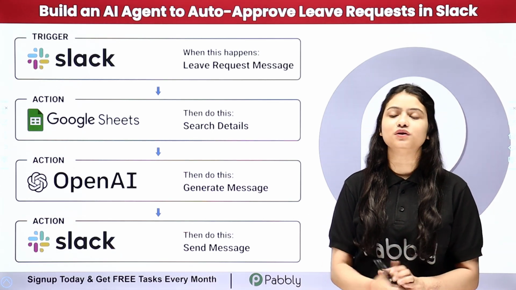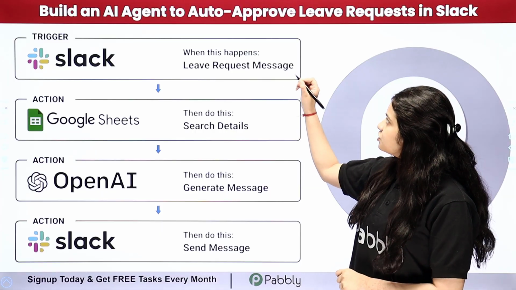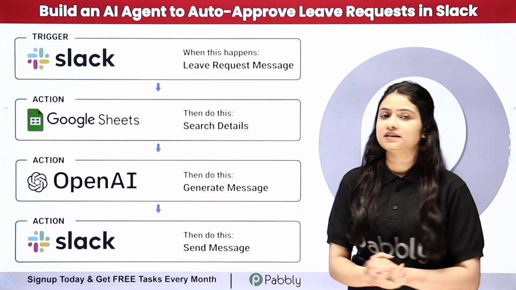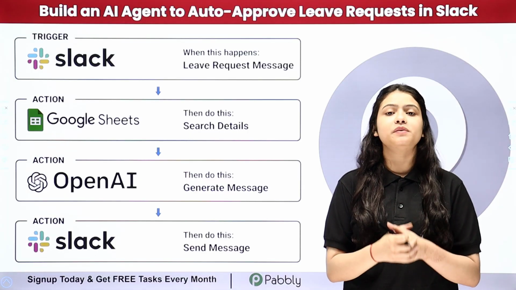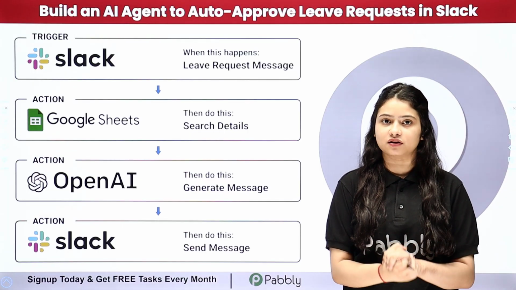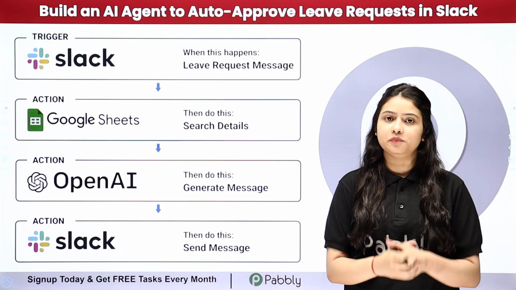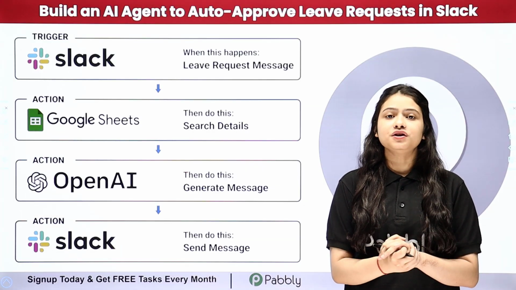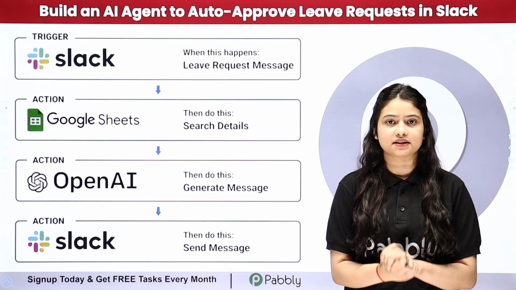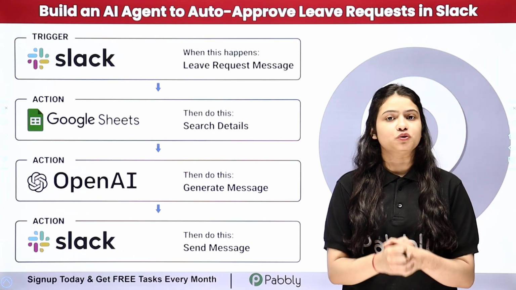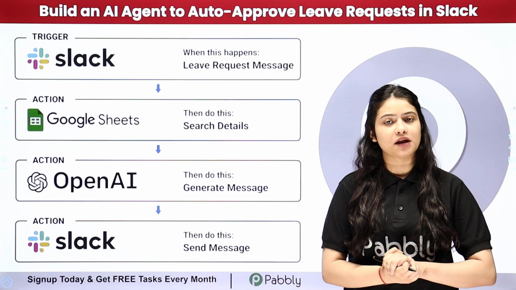In this video, we are going to learn how to build an AI agent to auto-approve leave requests in Slack. So here, as an HR manager of an organization, I am receiving multiple leave requests on my Slack channel from multiple employees on a regular basis. Manually approving or rejecting the leave requests on the basis of company policy is a time-consuming and tedious task. Therefore, I have decided to automate it with the help of my AI agent and Pabbly Connect.